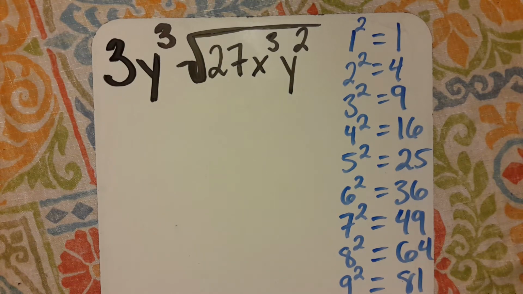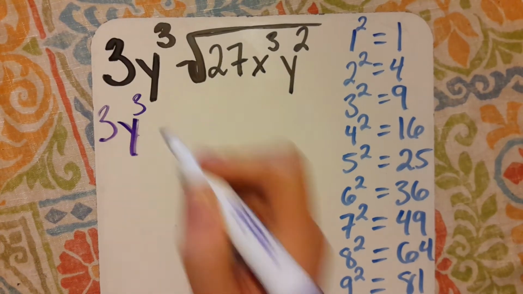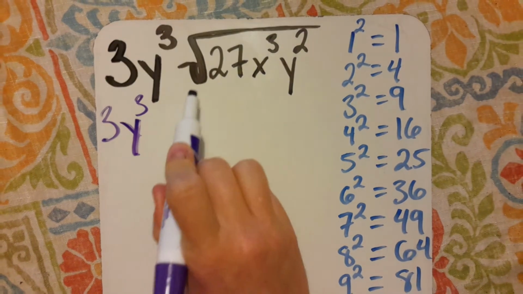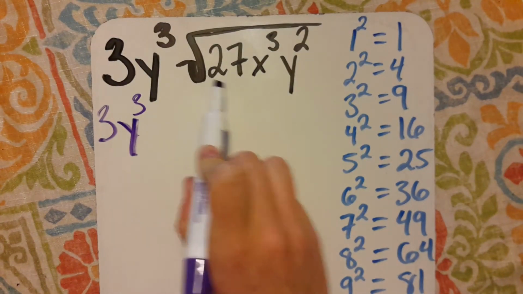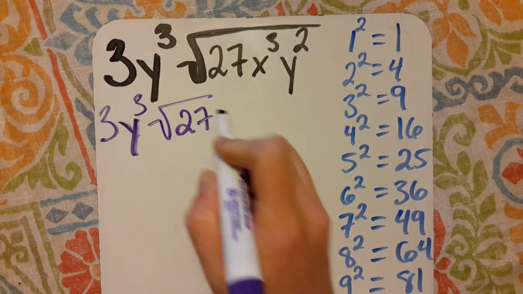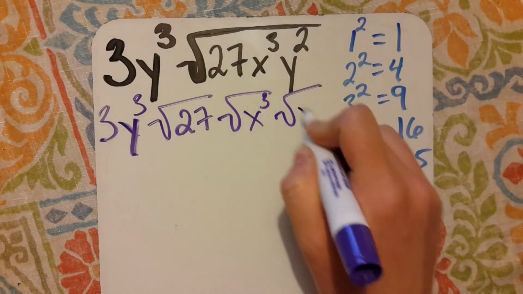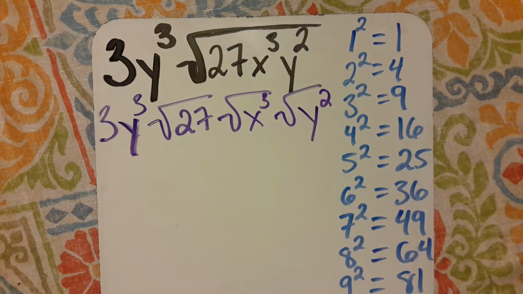The first thing that's important for you to know is that the radical sign can be distributed to everything underneath the radical sign. For example, for a moment, just ignore this 3y cubed out here. It's just going to hang out. Instead of being the square root of all this stuff, I can turn it into the square root of 27, the square root of x cubed, and the square root of y squared.